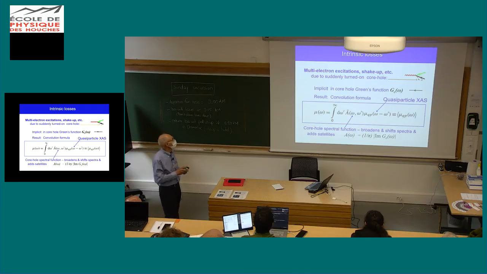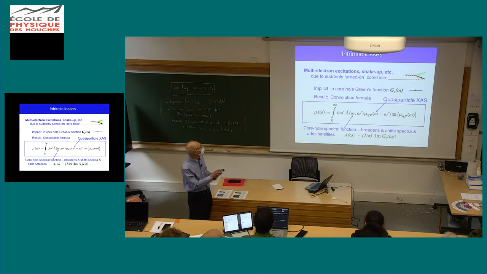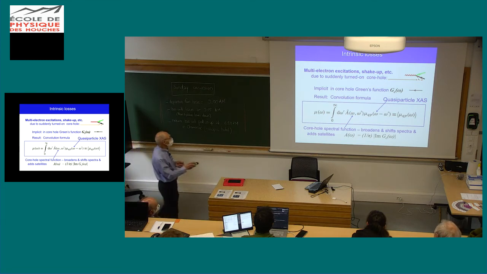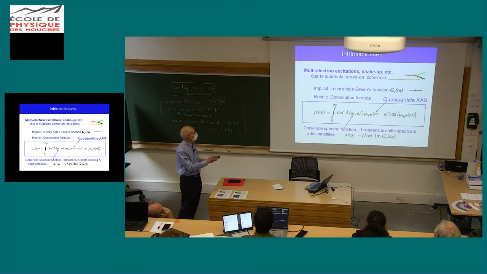It turns out that what we do is now we have to, instead of the core state being a delta function, we need a core spectral function that includes this response to the suddenly turned on core hole. And essentially what this does is it leads to a convolution of the core spectral function, which you call A. It's just the imaginary part of the core hole Green's function, and your one-particle Green's function, like so.